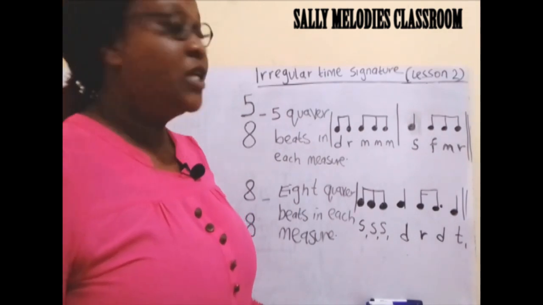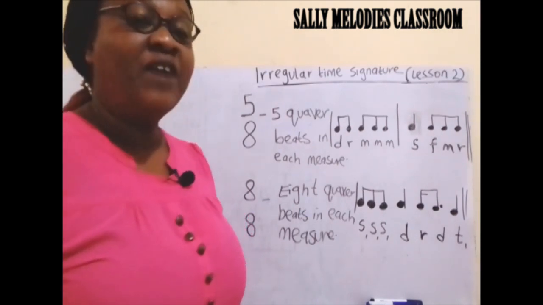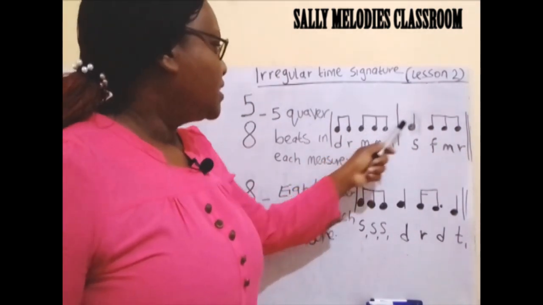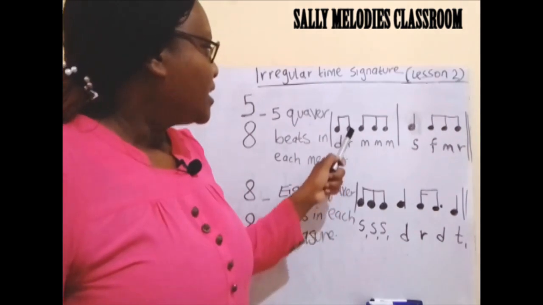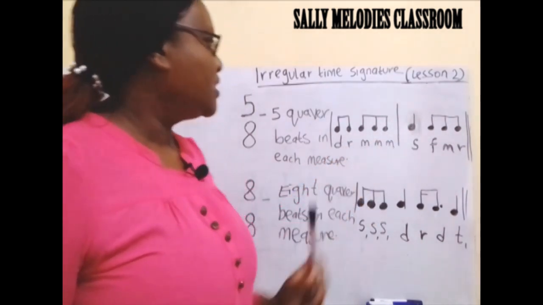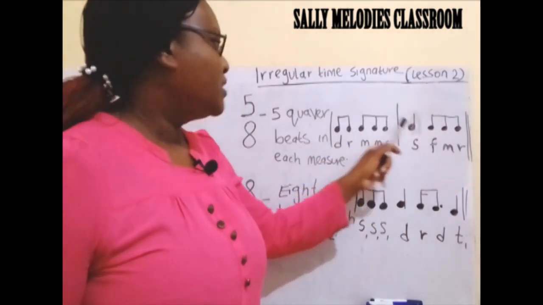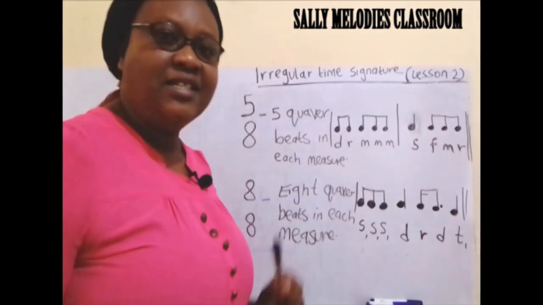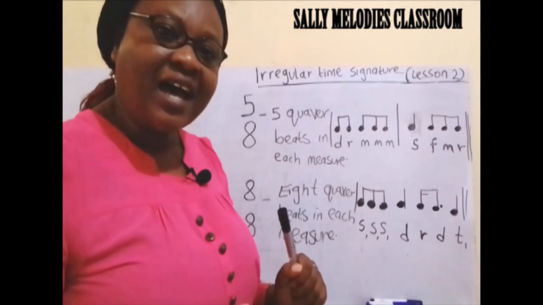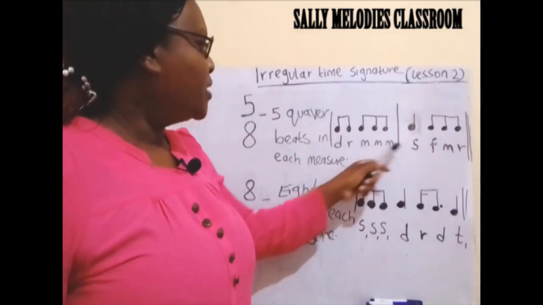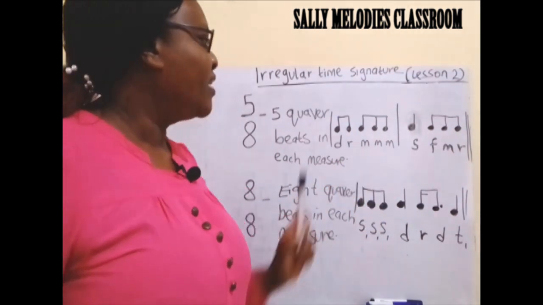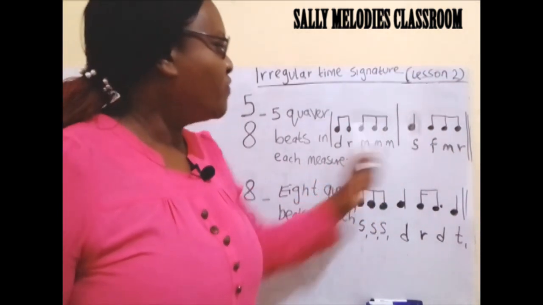But now we need to know how to sing the 5/8 rhythm. So let's go. Ta-te ti ti ta ti ti ti. Ta-te ti ti ta ti ti ti. Do re mi mi so fa mi re. Do re mi mi so fa mi re.